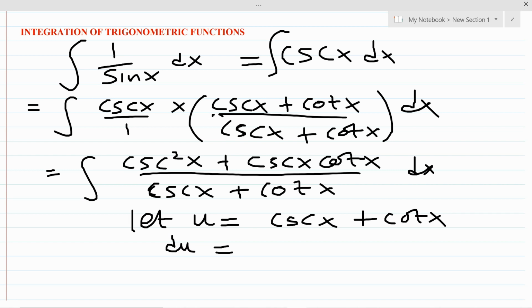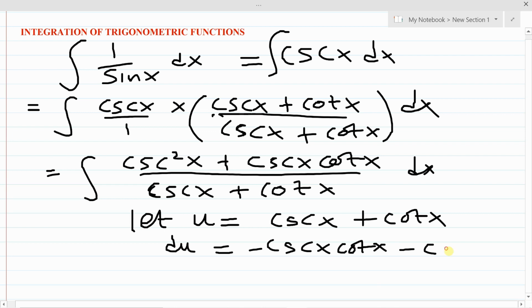du will be equal to, when I differentiate cosec, I get minus cosec x cot x, then minus cosec squared x when I differentiate cot x. Okay, that is it. We'll do a video on differentiation, so we'll know how to go about that. Then all of this, let me write it: du dx is equal to that.